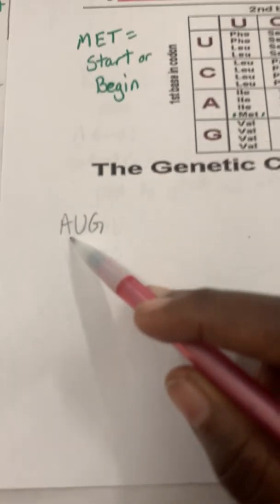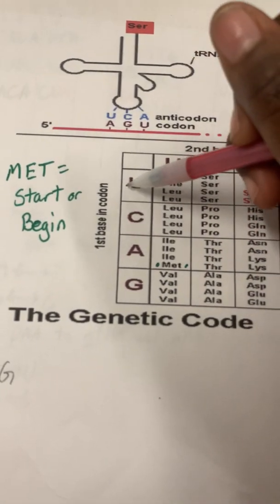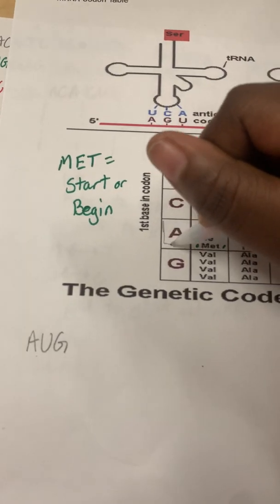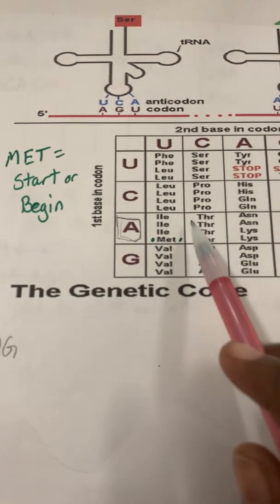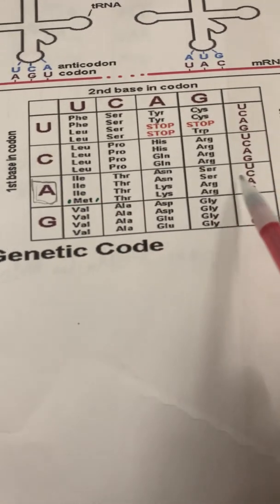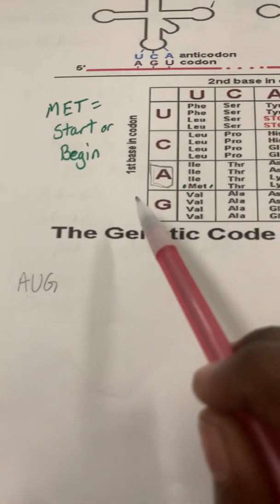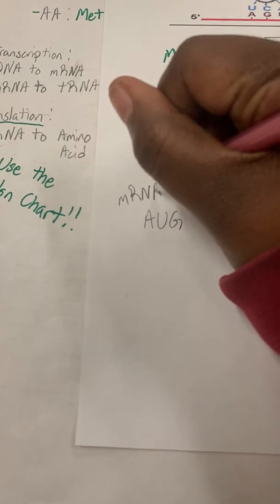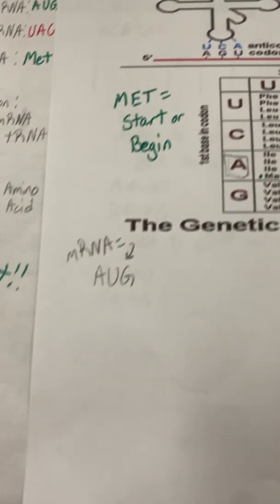All right, so AUG. Here's my first base, A. Looking at this codon chart, I'm only going to focus on the A's. Here it is, AUG is right here. Here's my A. Now I'm looking at this third row only, since that's the first base in my codon in my messenger RNA. That's what I'm writing down here.